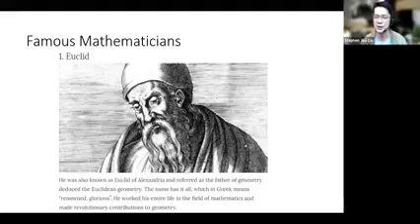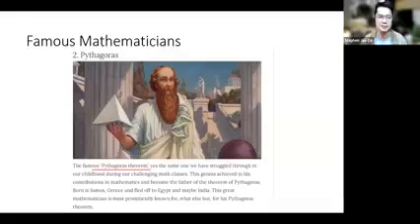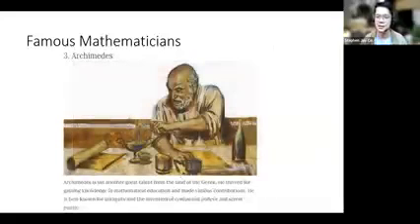Okay, so we have Euclid. Euclid is the father of geometry. Pythagoras, of course, the famous Pythagorean theorem. Archimedes is also a mathematician.